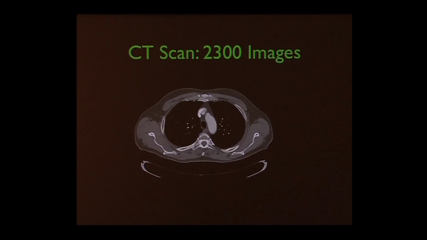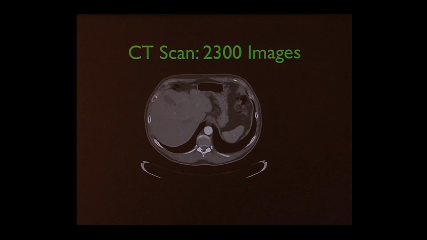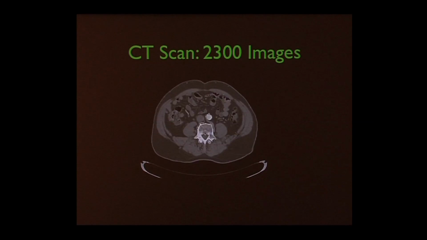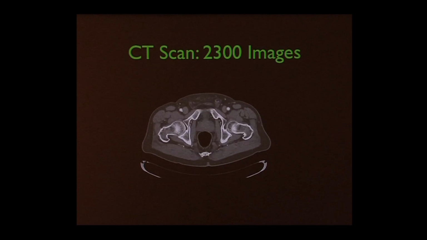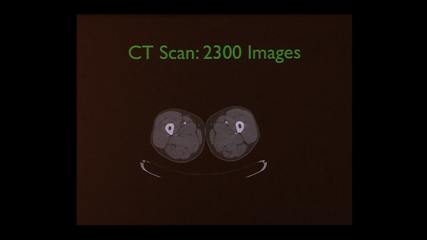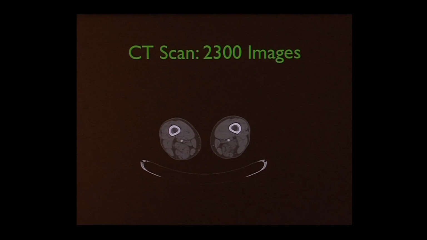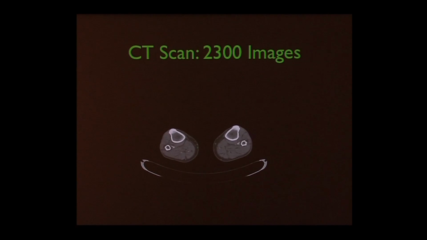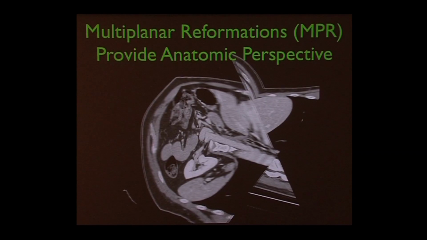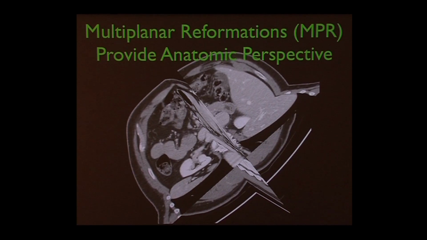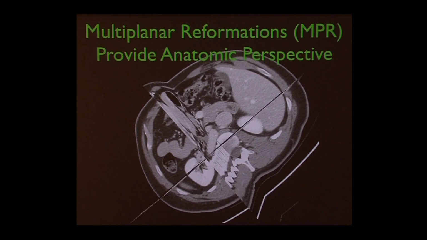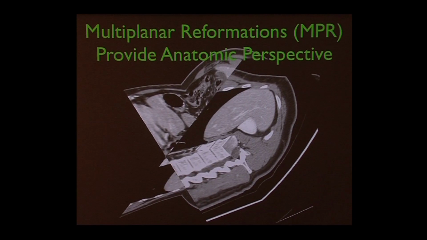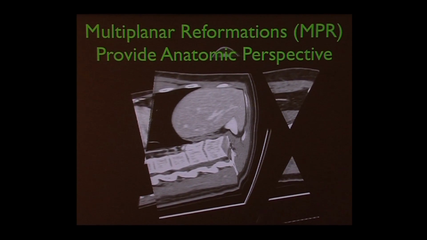And here's an example of a CT scan with 2,300 images as part of the scan. From the neck to the toes, it was part of a CT angiogram where we're actually looking at the vessels. So what do we do? We can take all that volume of data and we can repackage it so it's easier to understand. This is a very simple way to do it.